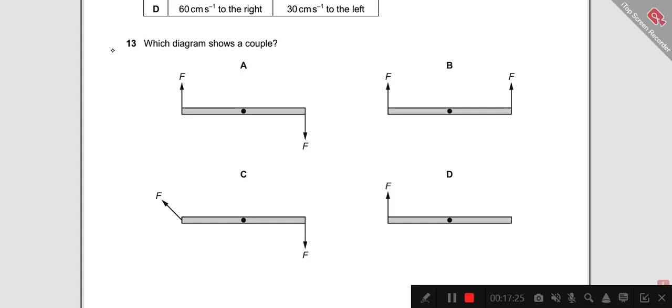So a couple has to have two forces acting at two different points. See, two forces acting at two different points. 1, 2, 3 all can be correct options. D is not the only correct option according to this.